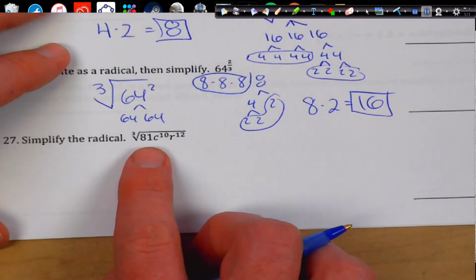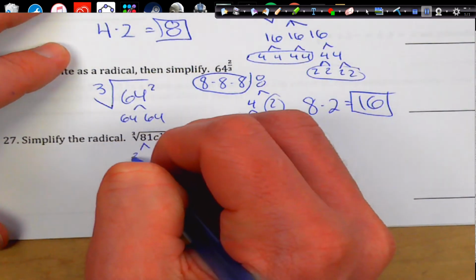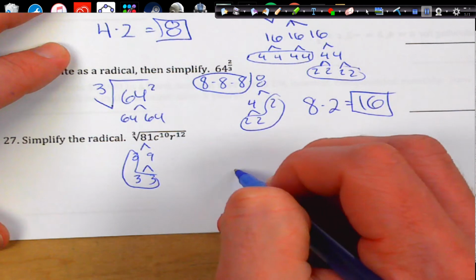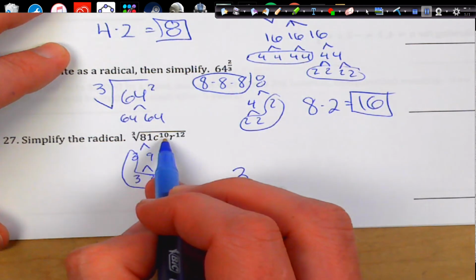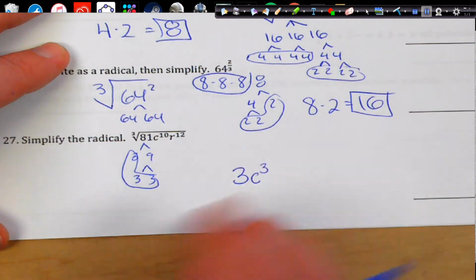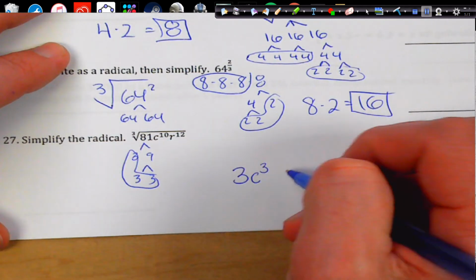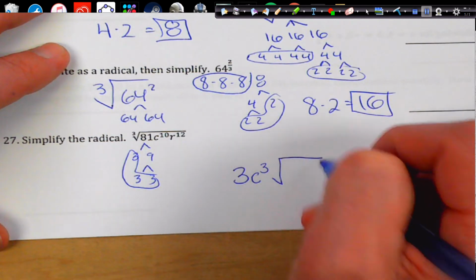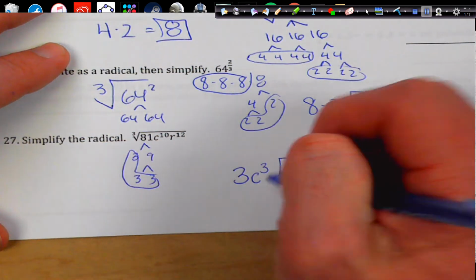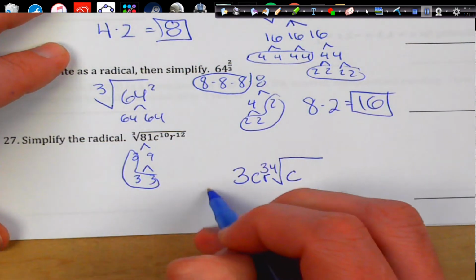This last one here, we're going to break this one down to 3 and 9, and 3 and 3, so the 3's come out. 3 goes into 10 3 times, so we can get c to the third, but that's 9, so I'm left over with 1c. And 3 goes into 12 4 times evenly, so it's just r to the fourth.